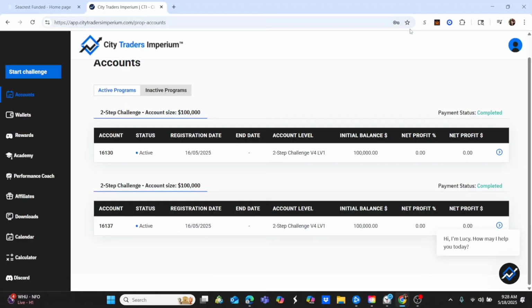So before we get started with showing the end of the week results, I just wanted to show y'all I bought an extra 2 accounts, invested into an extra 2 accounts, so we can possibly pass them with the copy trader as well, with the other challenges that I'm taking as well. So these are just 2 100k accounts with City Traders Imperium.